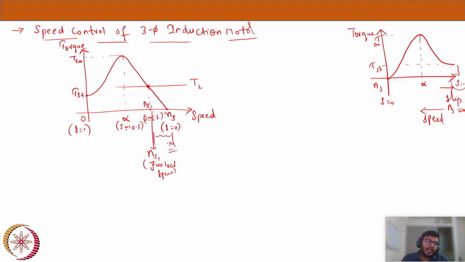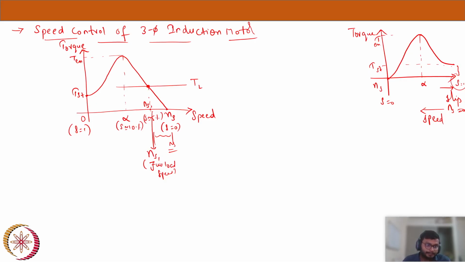Now, if I want to achieve speed control, my question is, can we supply this full load torque at a speed half of my synchronous speed? That's just a question. I want to see whether I can do that or not. At a speed ns by 2, can we supply this full load torque at half of ns? That is what speed control means. Can we do that? The answer is yes, we can do that.